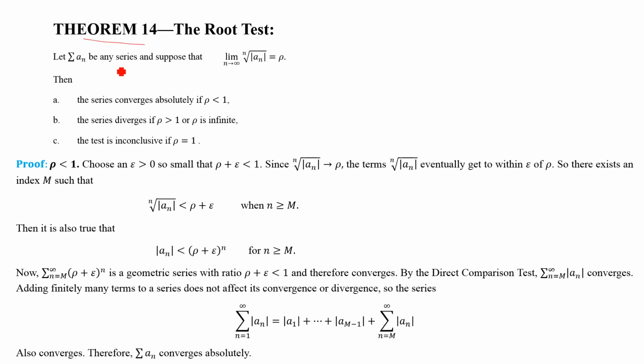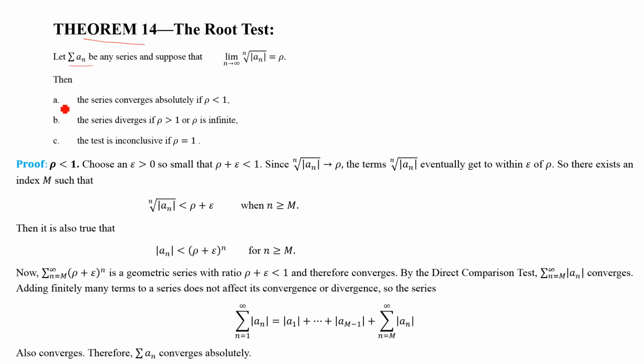And this is theorem number 14 in the book. Let sigma a(n) be any series as always. Suppose that the limit of the nth root of the absolute value of a(n) is equal to rho as n approaches infinity. Now again, rho can be any constant. Since we are taking the root of an absolute value, it cannot be negative. So rho is either less than 1, greater than 1, infinite, or equal to 1. All these possibilities we already discussed in the ratio test. So we are going to analyze every possibility in this case as well.